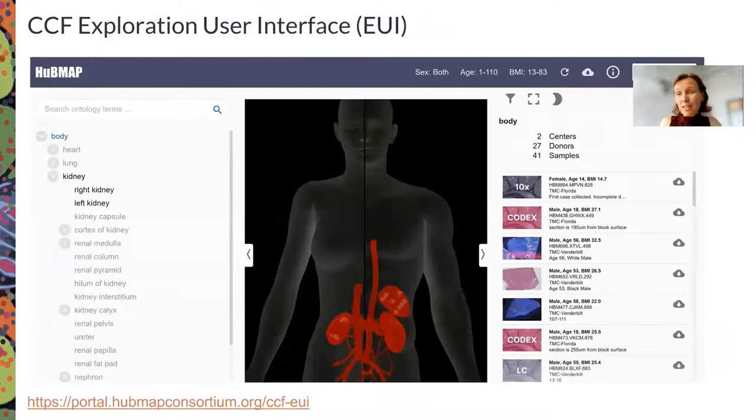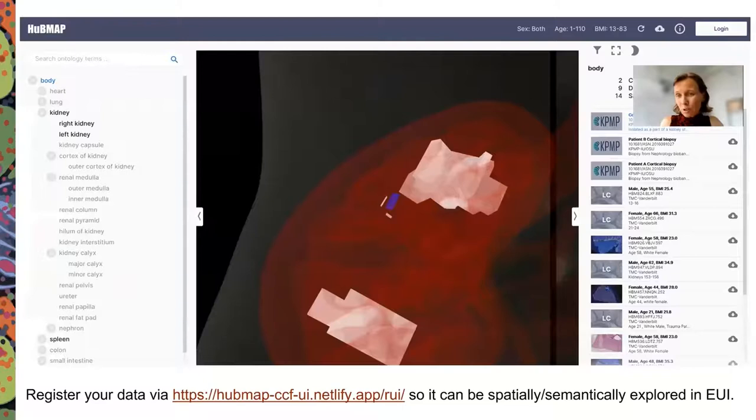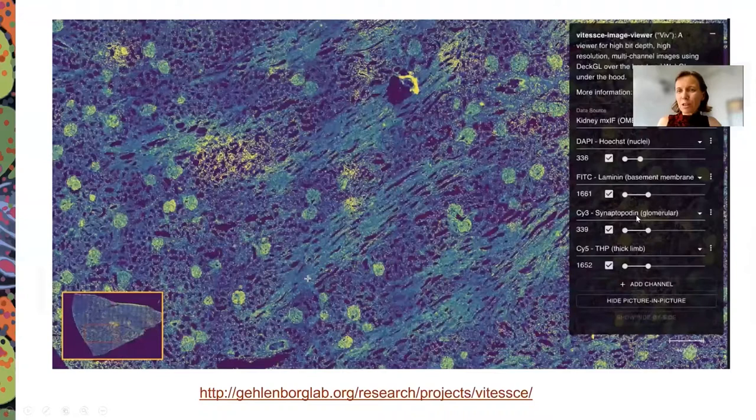And you can then use that data in the exploration user interface, and you can zoom into the human body and you get to see the tissue blocks that were registered, and you can select one and you get to see that there are tissue blocks from HubMap, but also from the Kidney Precision Medicine Project. And you get some more information. You can click on one of those and go over to the Vitesse tissue browser from Niels Gehlenborg's team at Harvard University, Harvard Medical School, to explore these tissue sections in more detail.